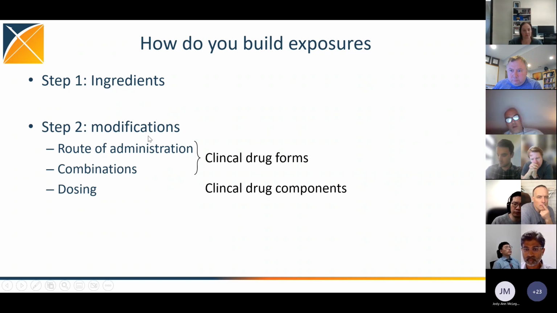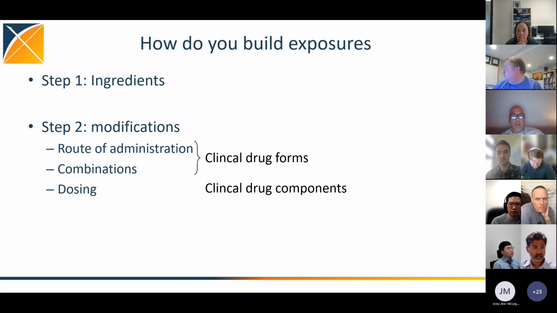Then you have to figure out what modifications you want. Do you want specific route administrations? Do you want specific fixed combinations, or do you not want fixed combinations? And do you want to do certain dosing, like high dose or low dose, that kind of thing? That's essentially it. That's really what happens to 99.9% of all exposure cohorts.